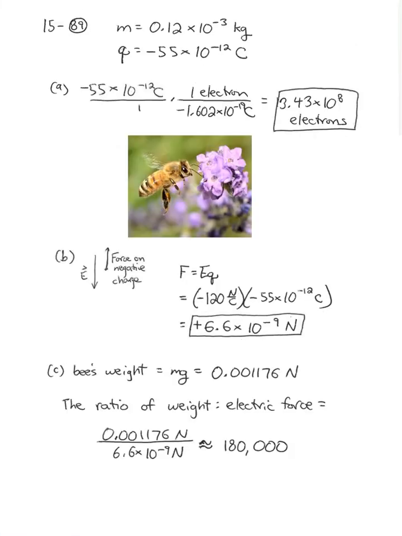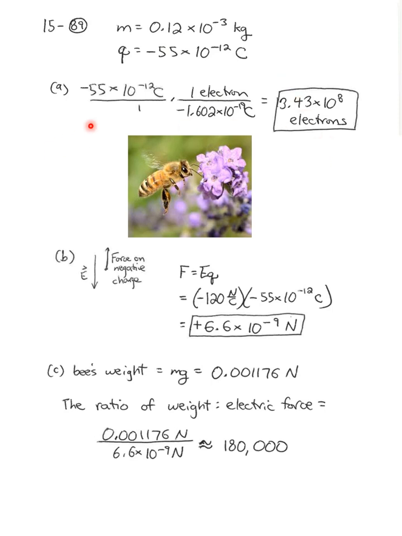Number 89. As they fly through the air, honeybees can pick up a small amount of electric charge. Suppose a 0.12 gram bee acquires a charge of negative 55 picocoulombs. How many excess electrons has the bee acquired? Find the electric force on the bee in the electric field just above Earth's surface, 120 newtons per coulomb directed vertically downward. Compare your answer in part B to the bee's weight. All right, so I have the given information, the mass of the bee, the charge, and we want to find how many electrons this is.